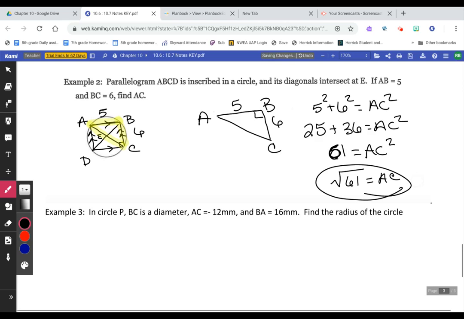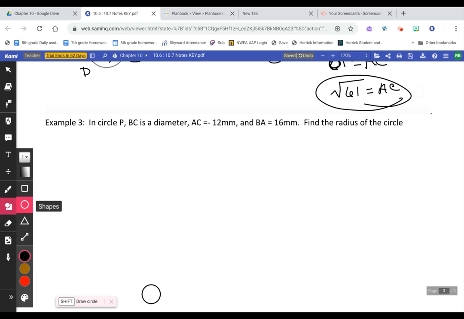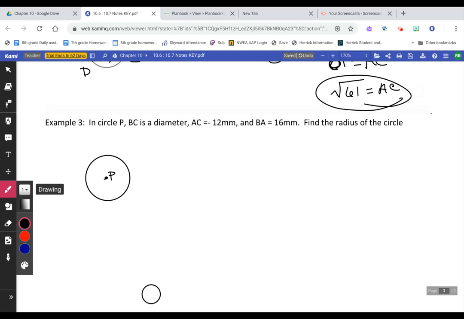Okay, the last example. Example 3 says circle P. Let's draw a circle and put a center P. Okay, it has a diameter BC. All right. And AC, so from C we have to draw to A. That is 12 millimeters. B to A is 16 millimeters. And they would like to find the radius.